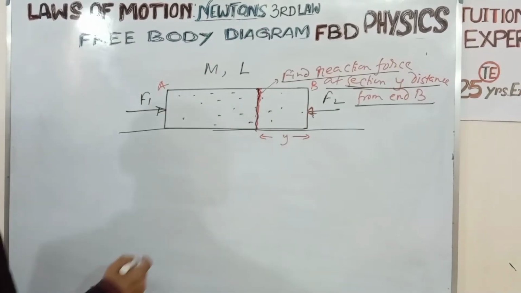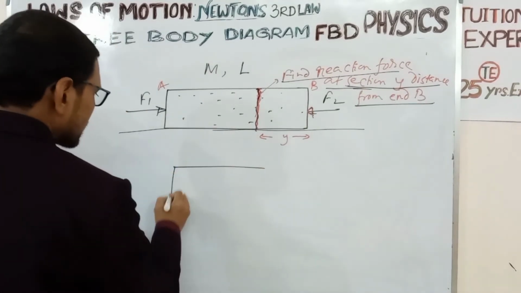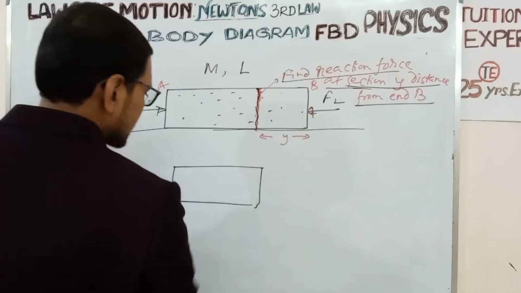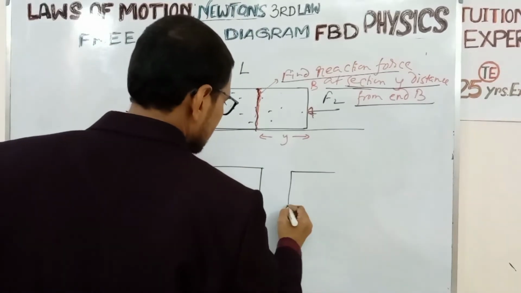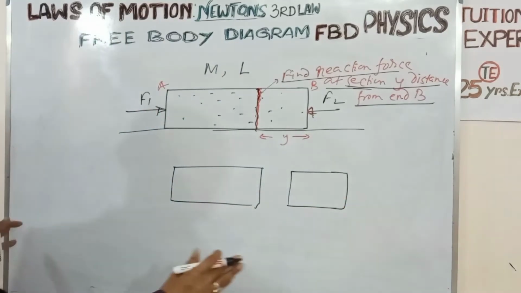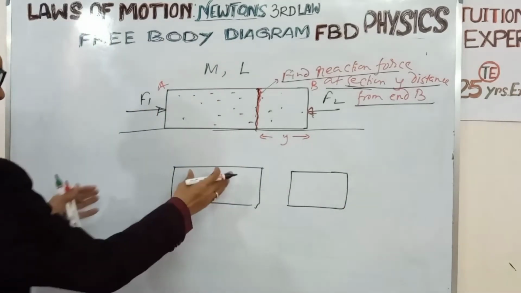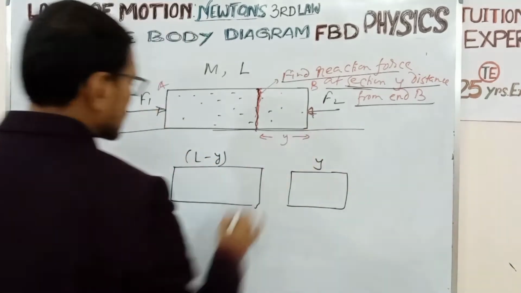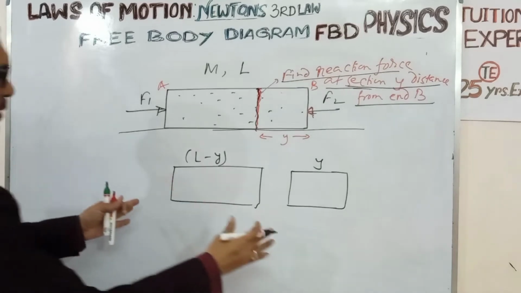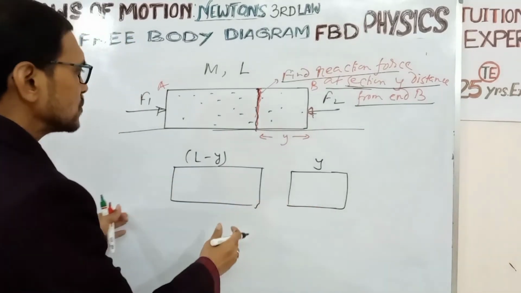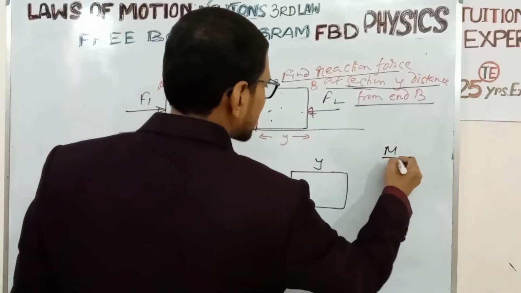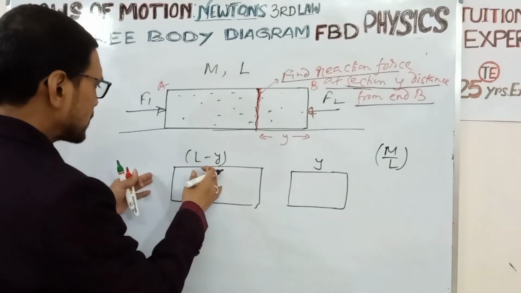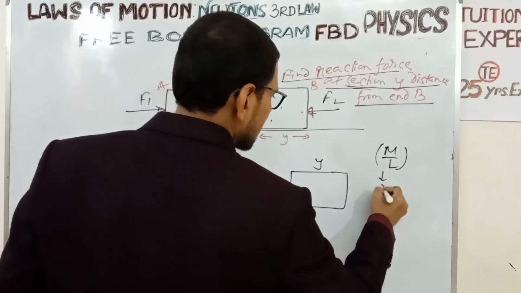To find that, we have to draw the free body diagram. First separate the 2 parts. Now what is the length of this part? The length of this part will be L minus y, and this length is y. So what is the mass? To calculate the mass, we have to take the mass per unit length. M by L is the mass per unit length.